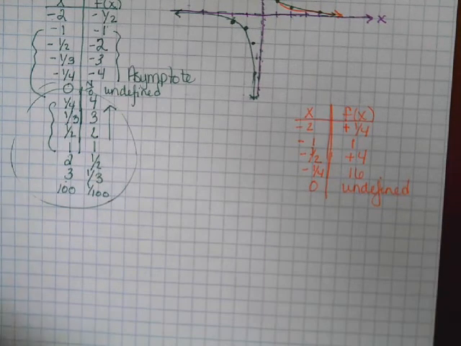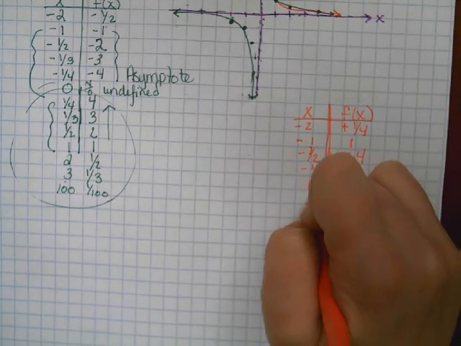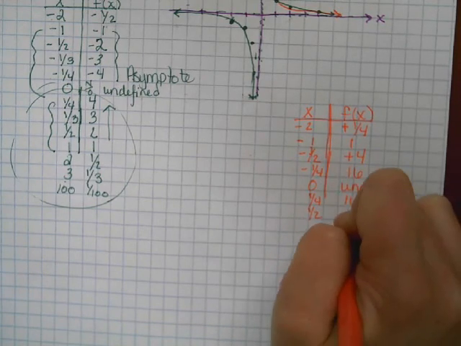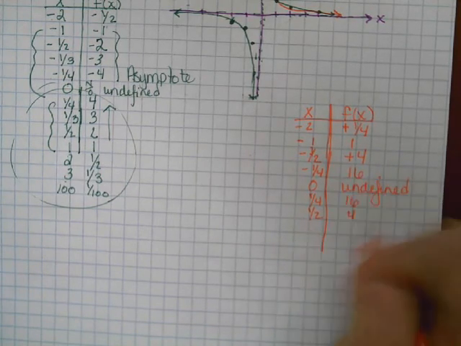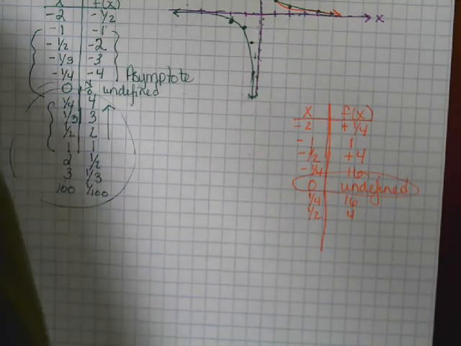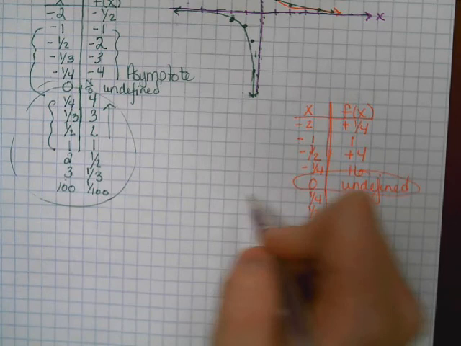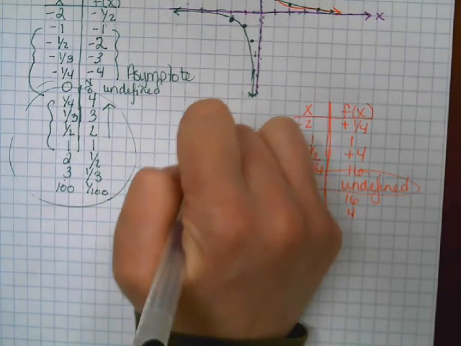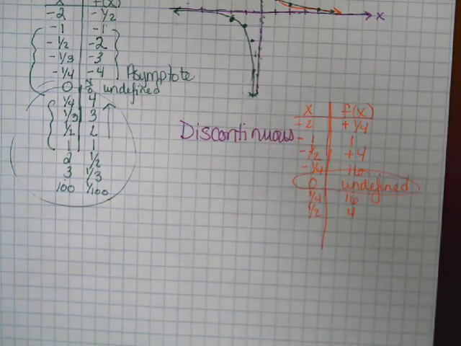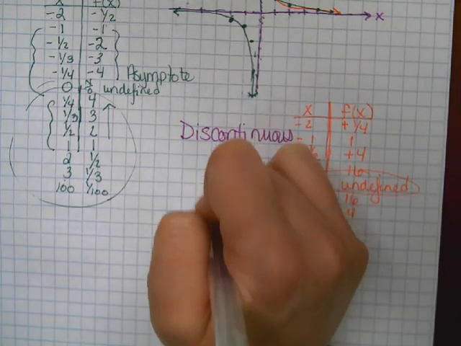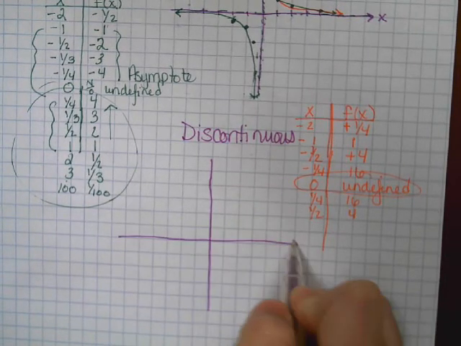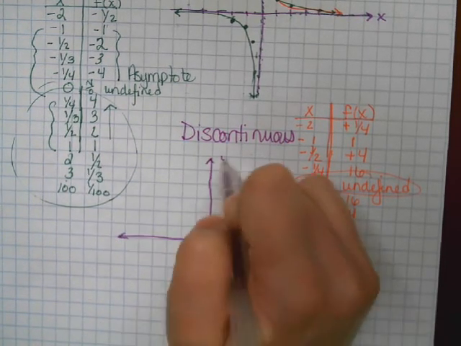And as I get close to 0, 0 is again undefined. Okay? Again, an asymptote. Okay? Then let's say at 1/4, I have 16. At 1/2, I have 4. So because of this undefined, it means that there's an asymptote there. It means that I'm going to have to pick up my pencil. That's why these two are discontinuous. They're discontinuous graphs.